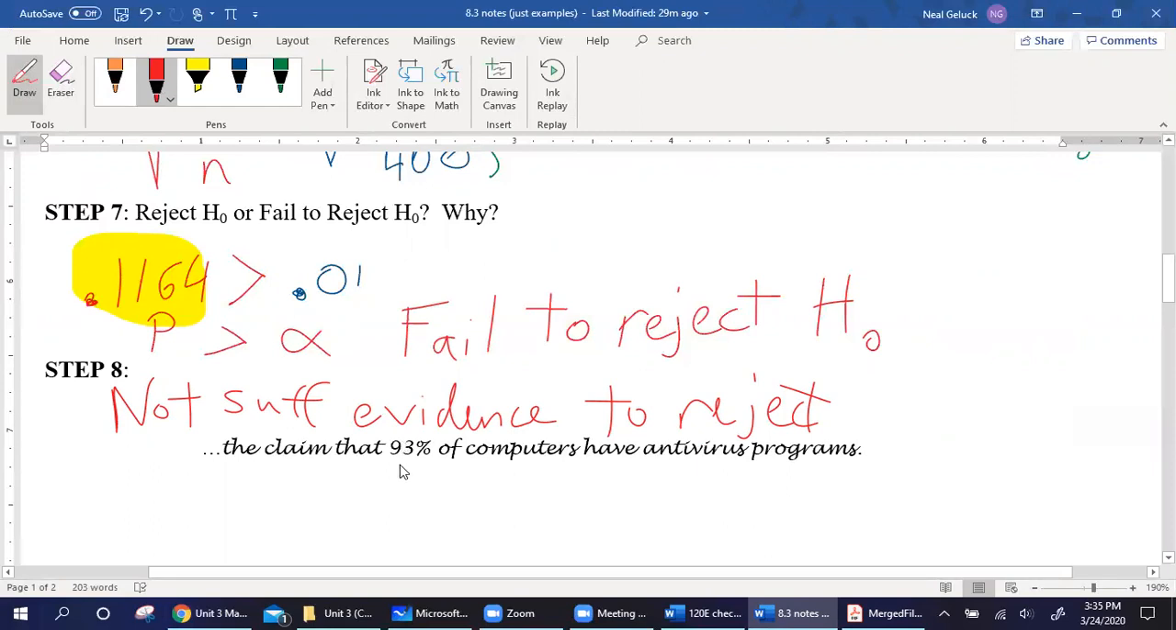So what we basically came up with is, we don't have enough info. Yeah, 93% is different than 95%, but they're not so different that we can say 93% is wrong.